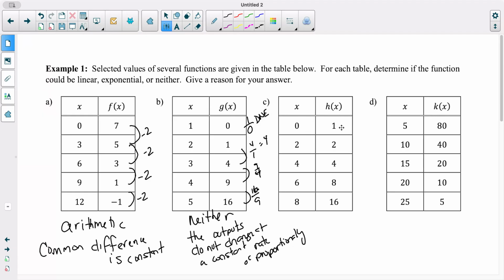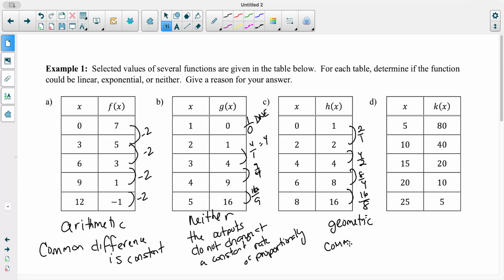Okay, so the next one, again, up by 1, up by 2, up by 4, up by 8. So this is definitely not arithmetic, is not being added for anything. So let's check if our ratios are the same. So again, 2 divided by 1, 4 divided by 2, 8 divided by 4, 16 divided by 8. Yes, this is geometric.